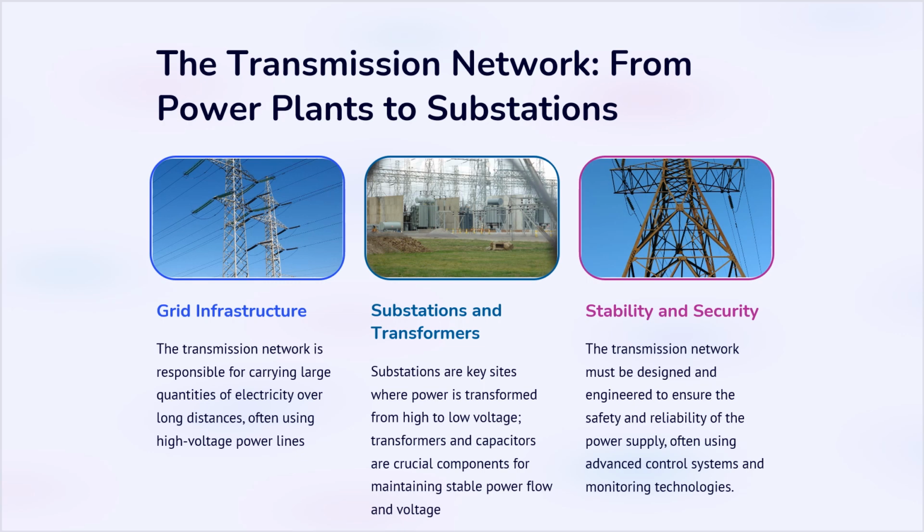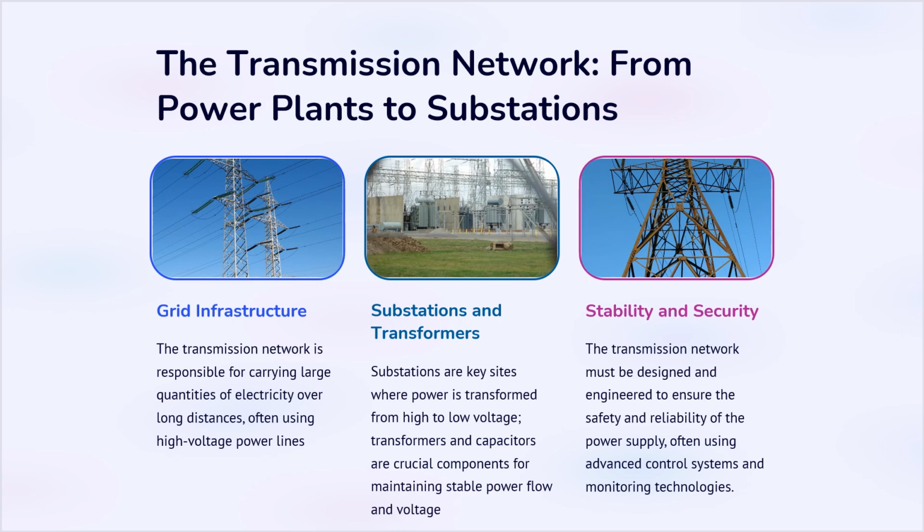In the power plant we produce electricity. Then we have to send that electricity to our substations. Substations are near or in the city, but power plants are far from cities. So the transmission line is responsible for carrying a large quantity of electricity over a large distance. From the power plant to the substation, the transmission network carries high voltage or high power.